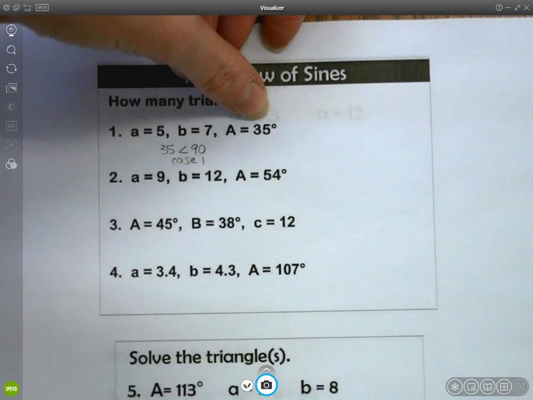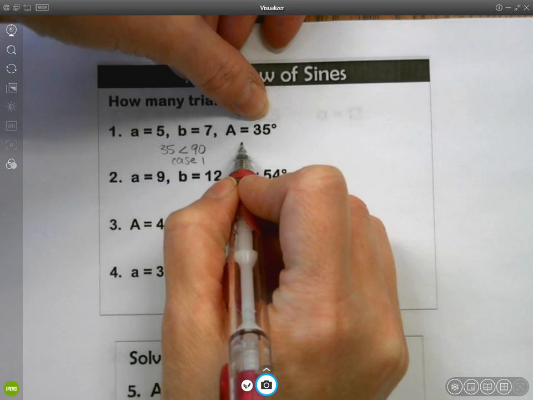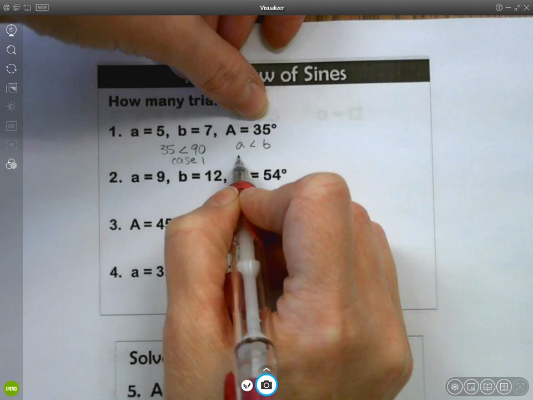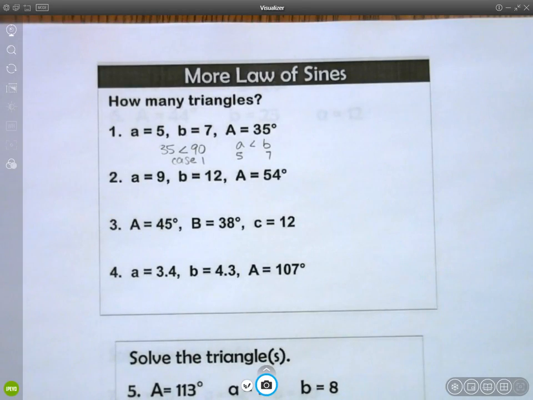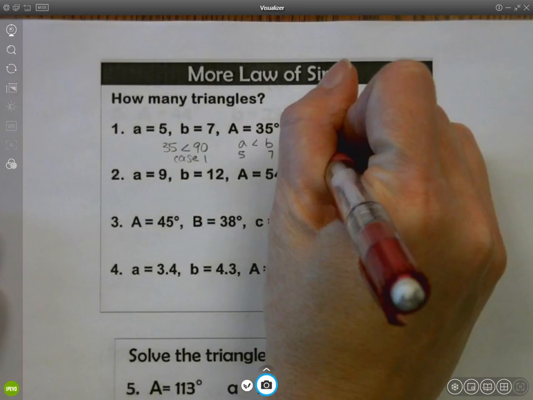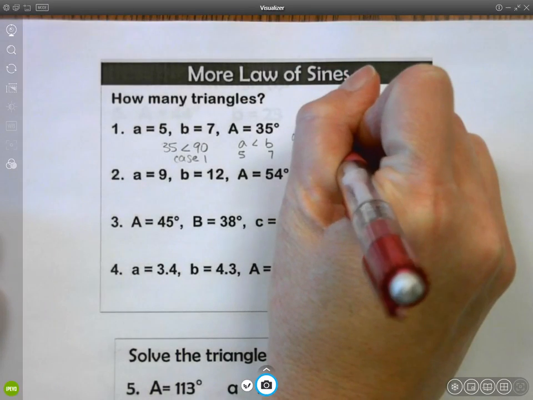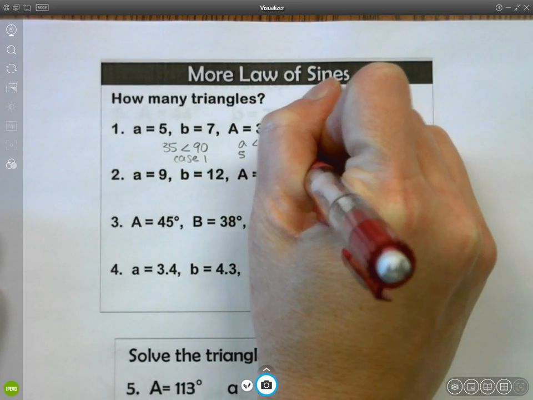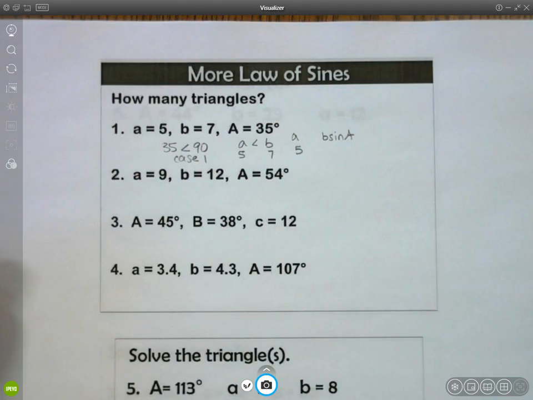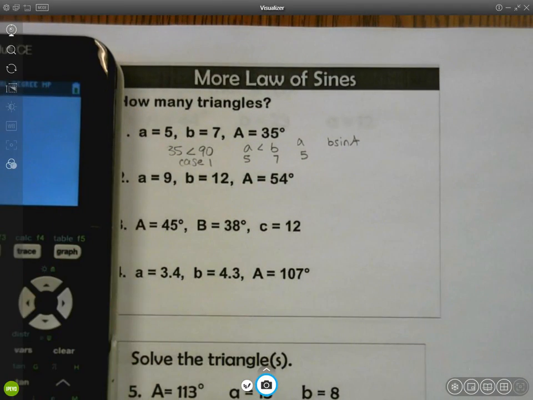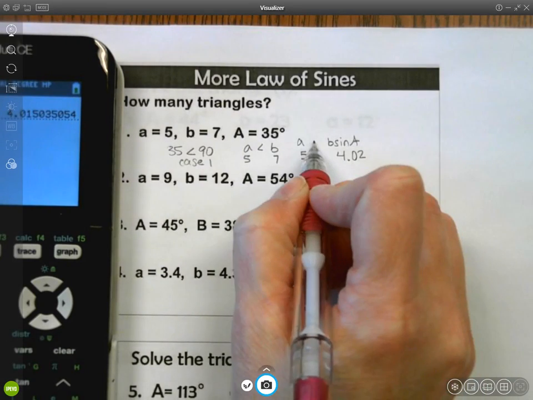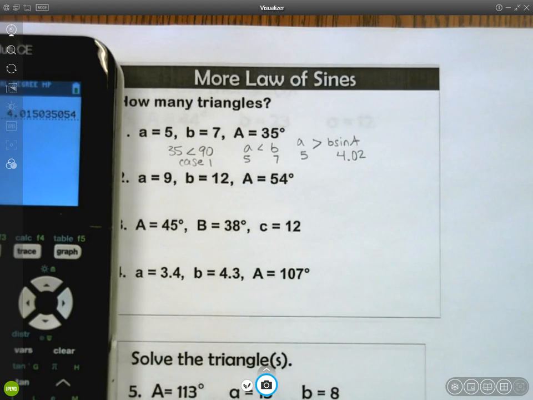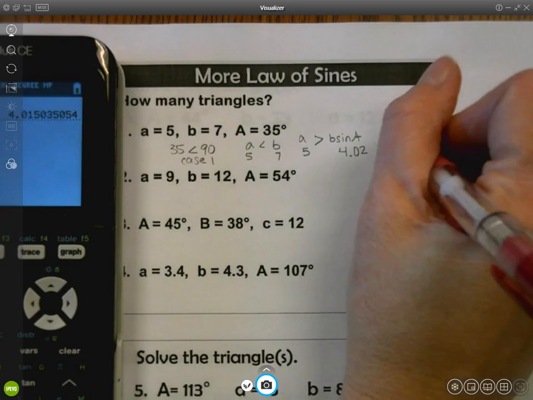So then we have to compare side A to side B. So A is less than B in this case because 5 is less than 7. So that means that we're going to have to figure out the height of the triangle. So we have to figure out B sine A and compare to that. So again, side A is 5. If we do B sine A, we're going to do 7 times the sine of 35 and get 4.02. So that is going to be a greater than. A is greater than B sine A, which means we have two triangles.